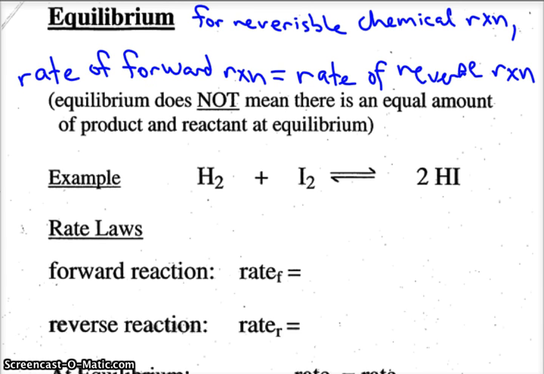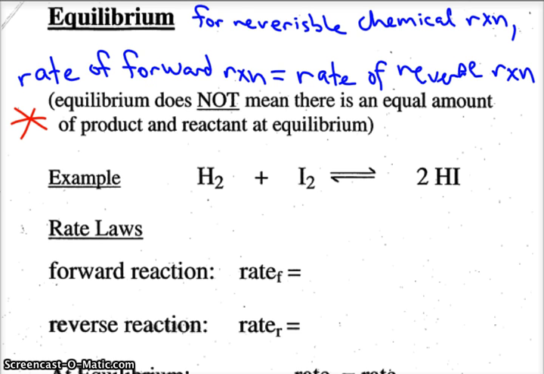Please note, as it says here, that equilibrium does not mean there's an equal amount of product and reactant. Think about our bottle of water. We have much more liquid water in our bottle than we do gas. It's at equilibrium. It simply means that the rates are equal to each other.